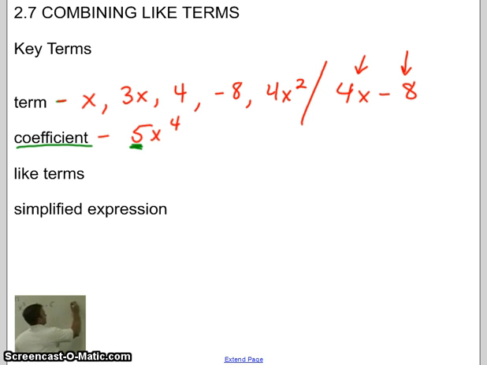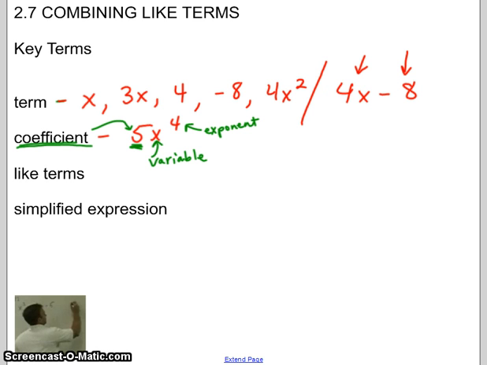x is a variable, and then remember 4 is the power or exponent. But the coefficient is 5 itself.